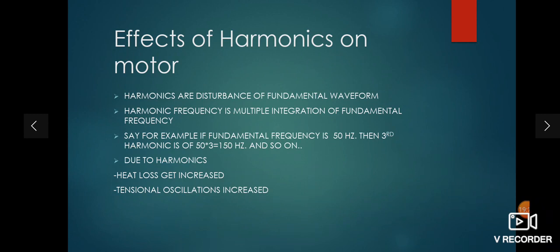And harmonics have orders like second harmonic, third harmonic, fifth harmonic, seventh harmonic, and a harmonic frequency is a multiple of the fundamental frequency, that is, an integer multiple. If I say my third harmonic is there, then the frequency of the third harmonic is 3 times the fundamental frequency. So 3 into 50, that is 150 hertz. Same way, seventh harmonic, 50 into 7. So it is an integer multiple of the fundamental frequency.